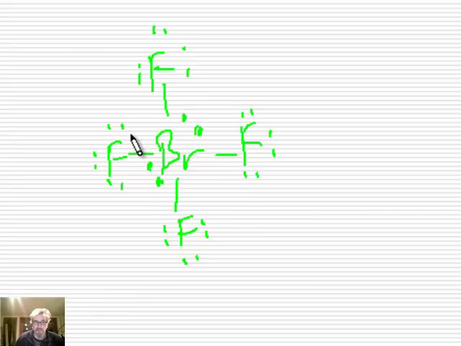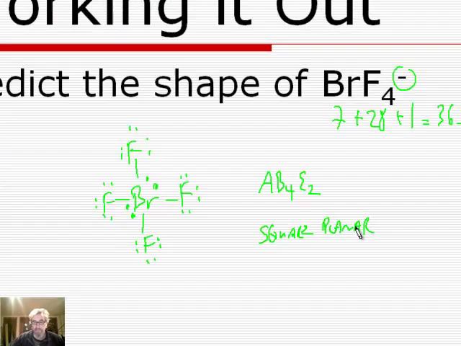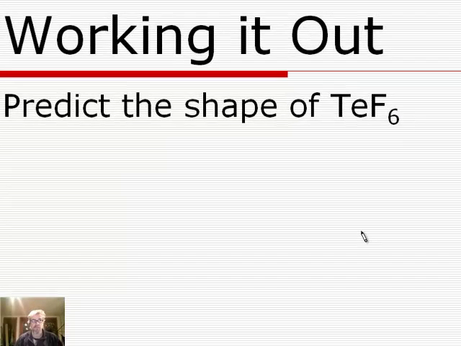Alright, this now gives me 6 regions of electron density with 2 lone pairs. The code for that is AB4E2, or you can think about 6 regions of electron density as being octahedral, but with the 2 lone pairs in there, it's going to be a square planar molecular shape. Try to predict the shape of TeF6.